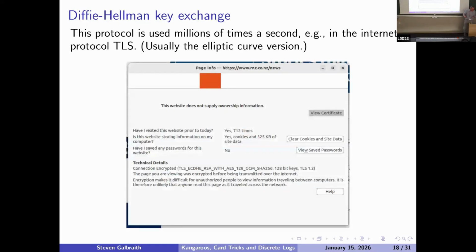Here's an example: if you go to a website and click on the padlock and try to find some information, you'll end up with something like this. This is some website I looked at, and it has this thing, TLS ECDHE, which means elliptic curve Diffie-Hellman. And then RSA signatures, whatever.